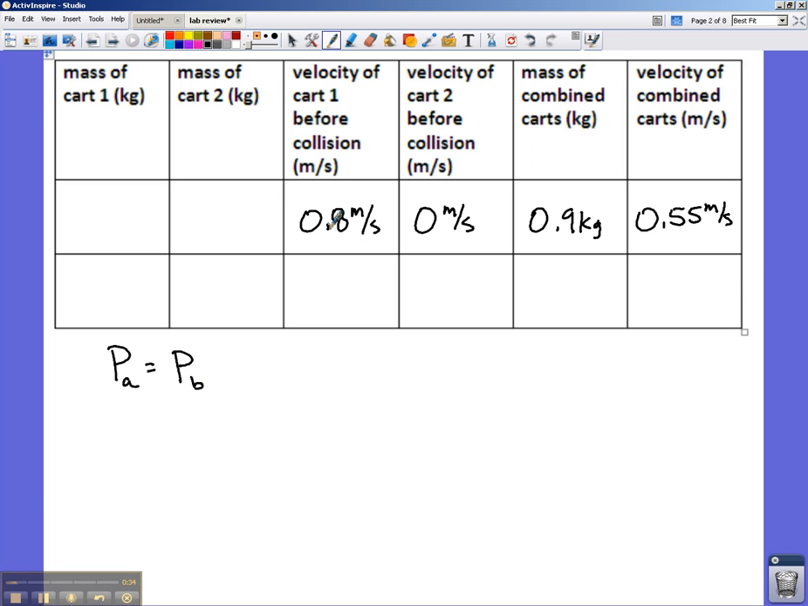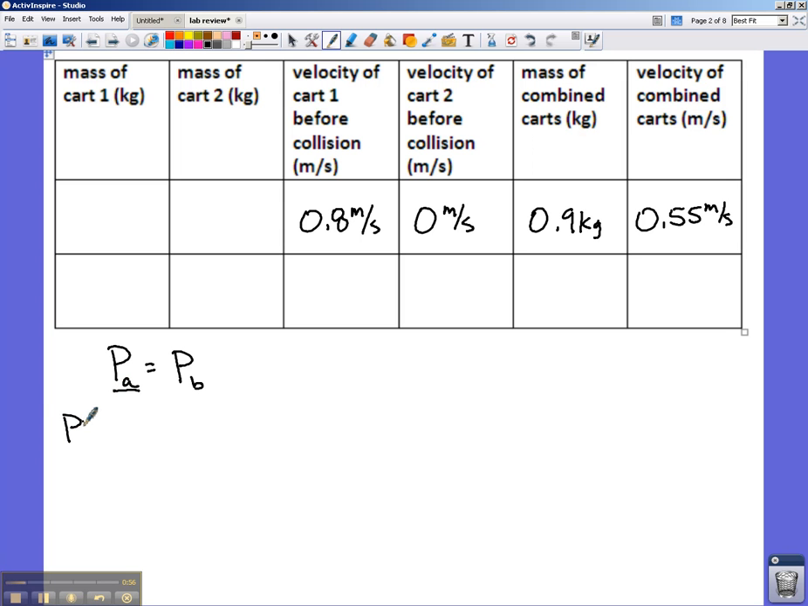Can't really do much with the velocity of cart 1 before collision because we don't know its mass, but we do know that when the combined carts are moving, their mass is 0.9 kilograms and they're moving at a velocity of 0.55 meters per second. We can use these two pieces of information and we can calculate the momentum after.